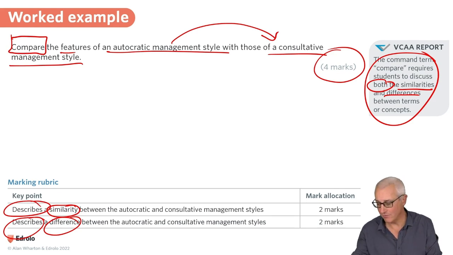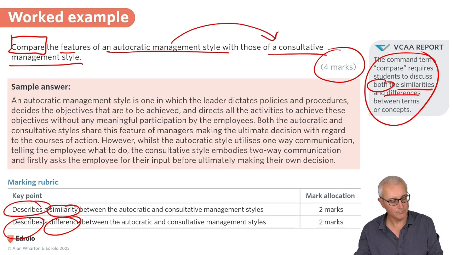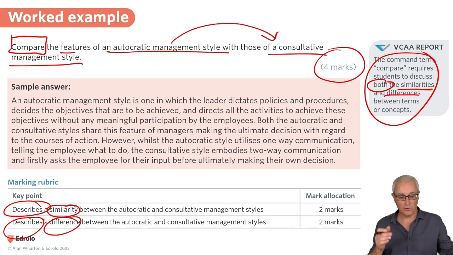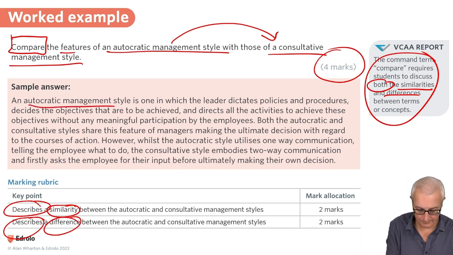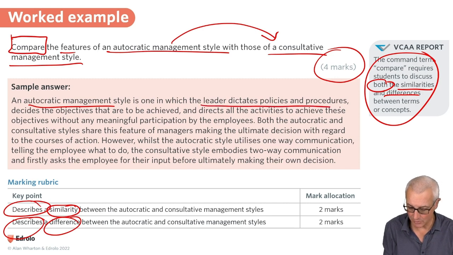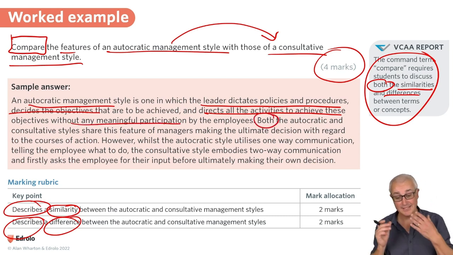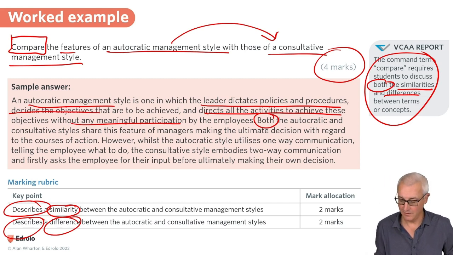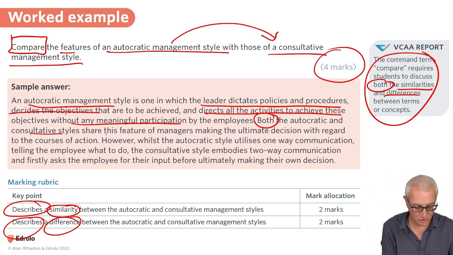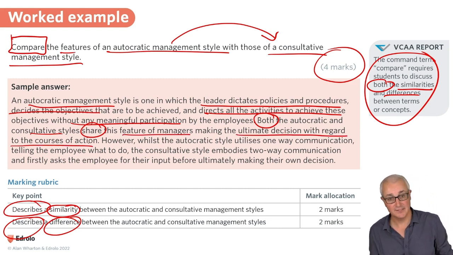So again, let's scaffold this through together. An autocratic management style is one in which the leader dictates policies and procedures, decides the objectives, and directs all the activities without any meaningful input. Here we go, here's our both. Both the autocratic and consultative styles share the feature of managers making the ultimate decision. Both of them, the manager makes the final decision.